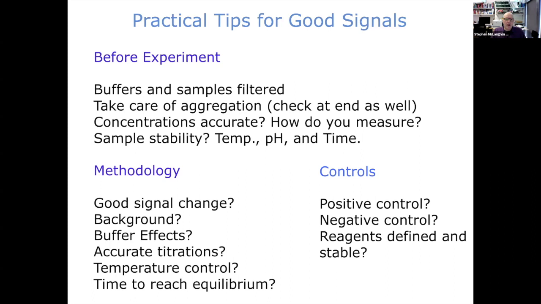So your methodology: have you got a good signal change? Have you got background, buffer effects, accurate titrations, temperature control, time to reach equilibrium? Do you have good controls? Positive controls, negative controls? Are your reagents defined, and are they stable?